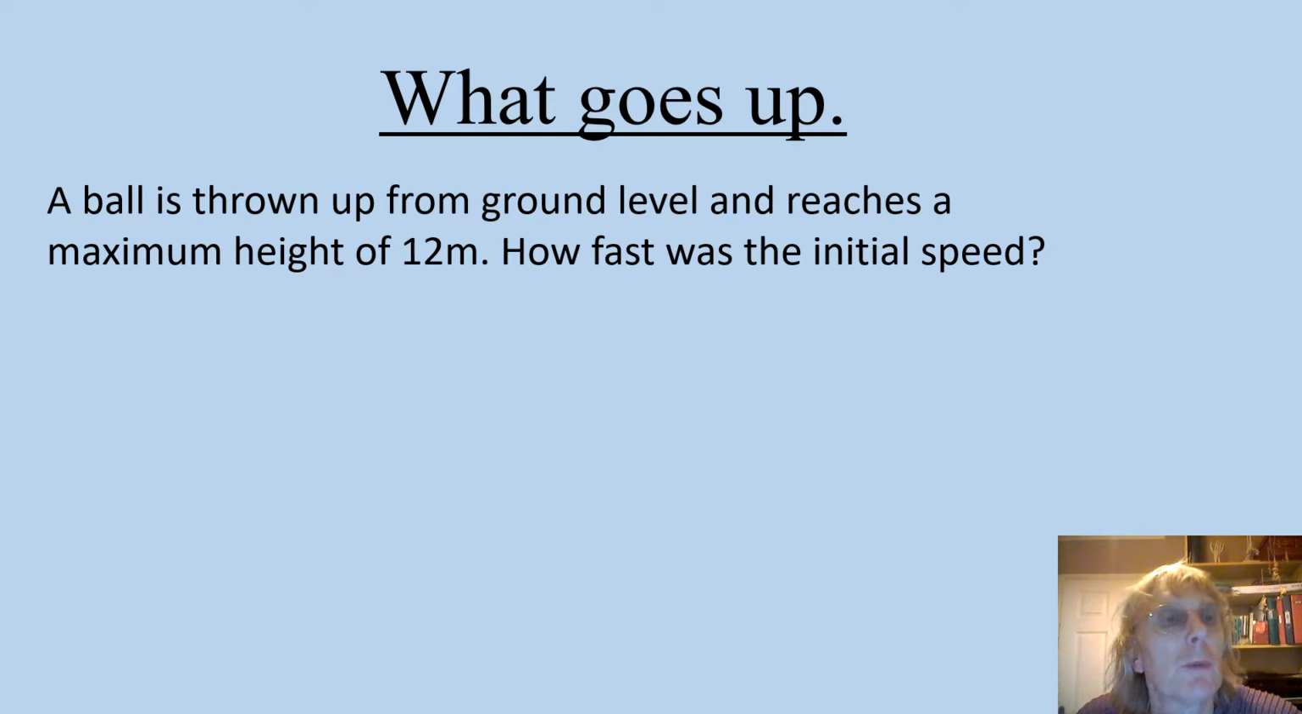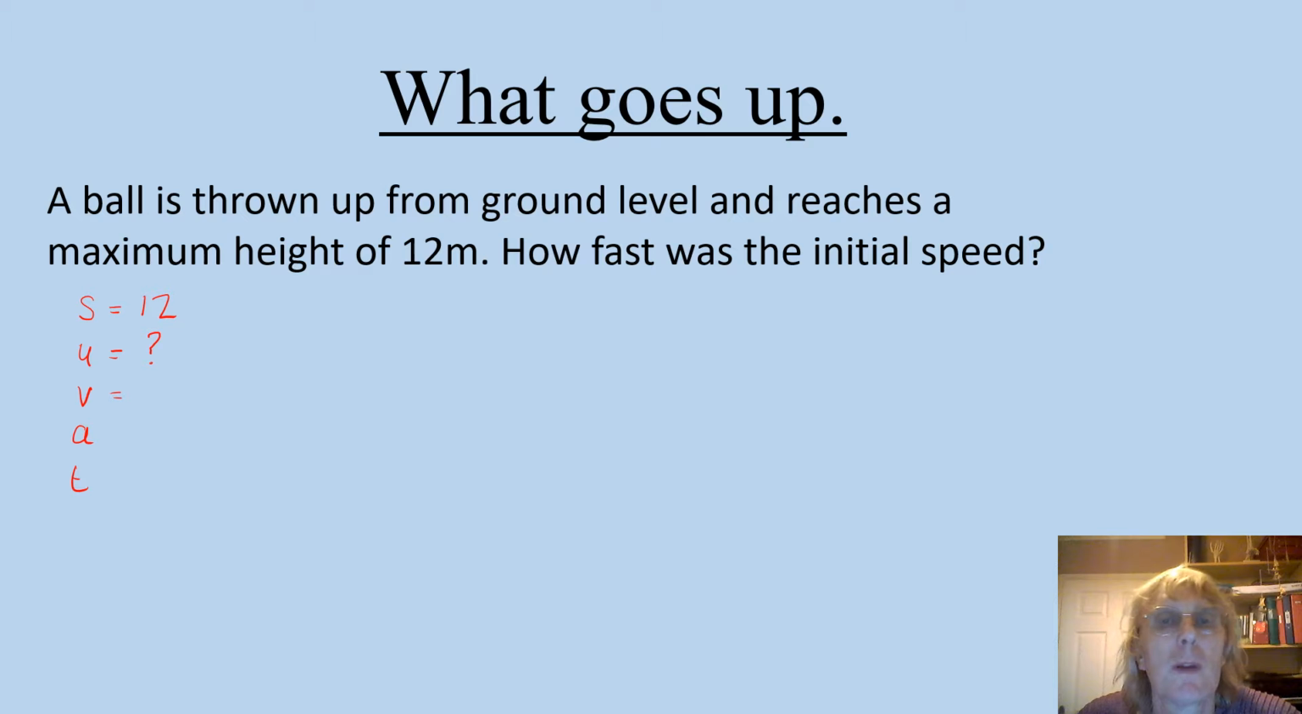So what I always think on these is you've got to use your suvat equations. Write out suvat, S-U-V-A-T, and put down what we know before we start anything. So S is the distance. It reaches the maximum height of 12 meters, so S equals 12. U, that's the initial speed. That's actually what we're trying to find.